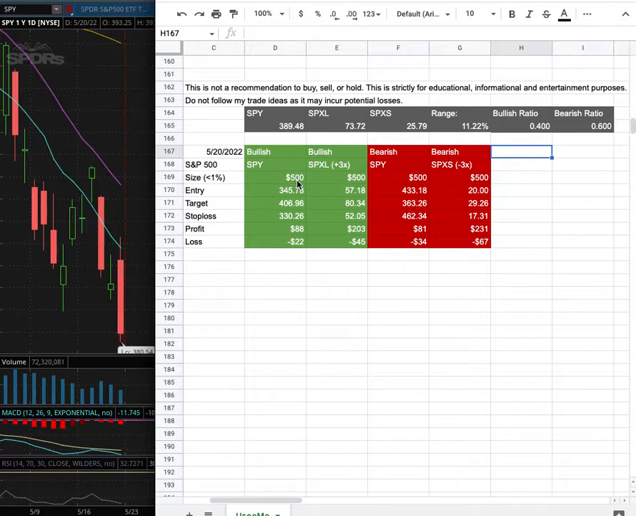As with the trade idea, I'll be trading SPY, and my position size for it is less than 1% of my portfolio. My long entry is at $345.78. My sell target is at $406.96. My stop loss is at $330.26.